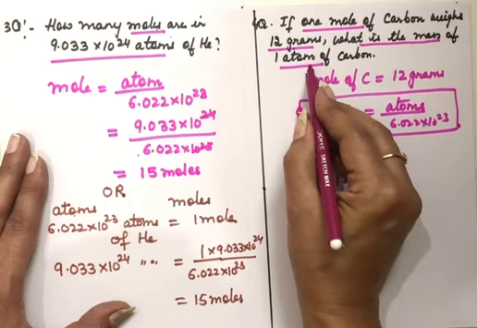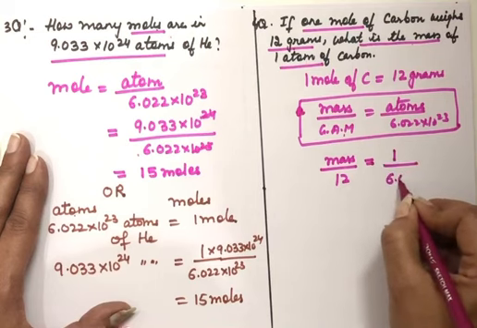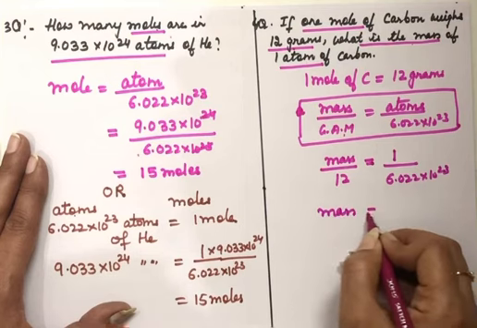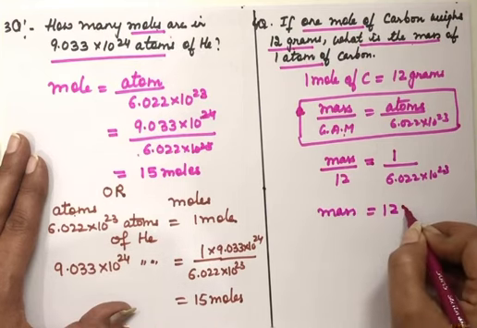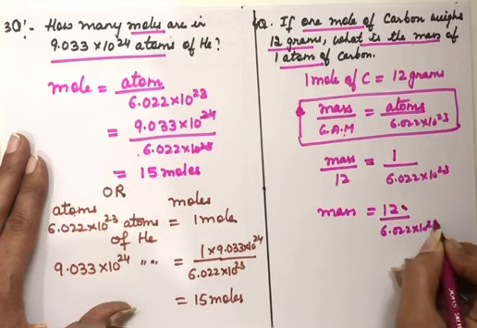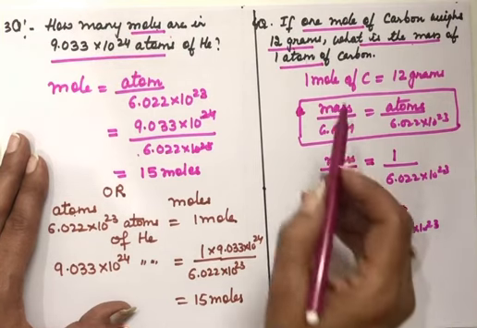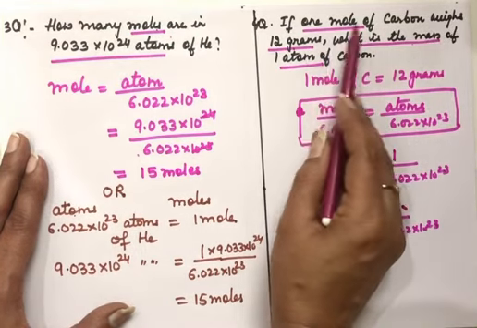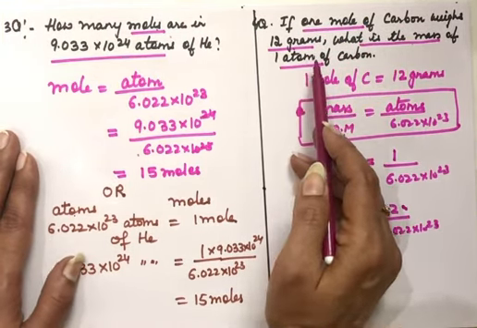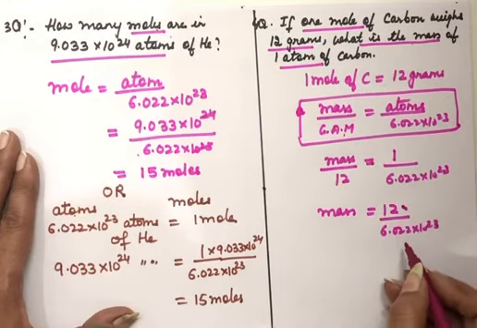Now, how many atoms? What is the mass of 1 atom here? So the atom here is 1, divided by Avogadro number. So mass is equal to 12 upon Avogadro number. This is the mass that we will get. Now when we solve this, if 1 mole of carbon weighs 12 gram, then what is the mass of 1 atom of carbon? So it is 12 upon this much.